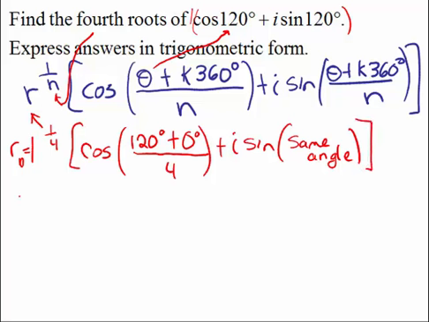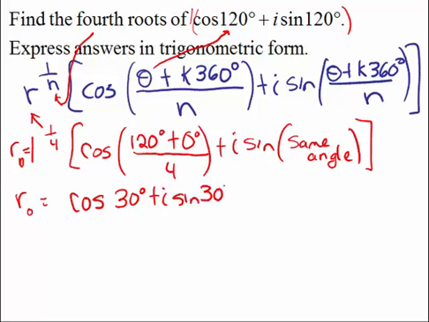So the first one is going to be, I'm using r for modulus and r for root here, but I'm subscripting this one so we'll know. So 1 to the 1/4 power is still 1. It said to leave it in trigonometric form, so 120 divided by 4 is going to be 30, plus I sine same angle of 30.